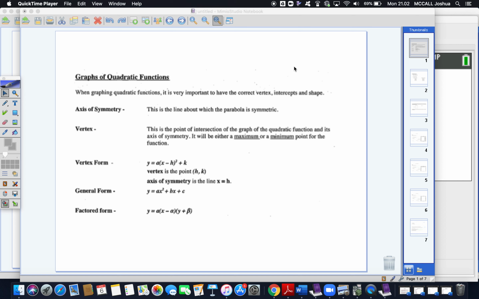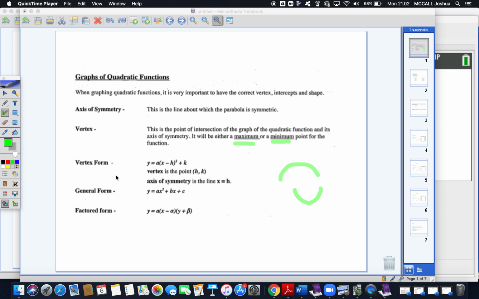Okay, this is lesson 3 review on quadratics. Just make sure we have some terminology, go through a couple of things. Axis of symmetry is the line that cuts the graph in half. Vertex we'll either call a maximum or a minimum.